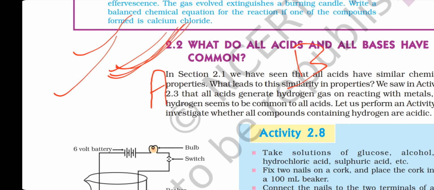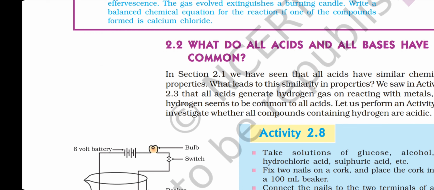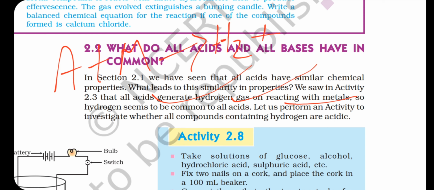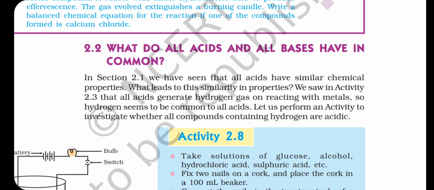So let's start. We already know that all acids release hydrogen gas when they react with metals. When an acid reacts with any metal, hydrogen gas is released along with the formation of a salt. So hydrogen is common to all acids. Here is an activity given.